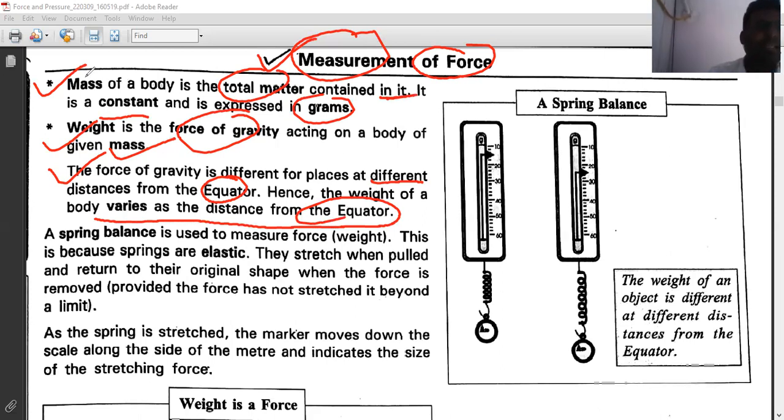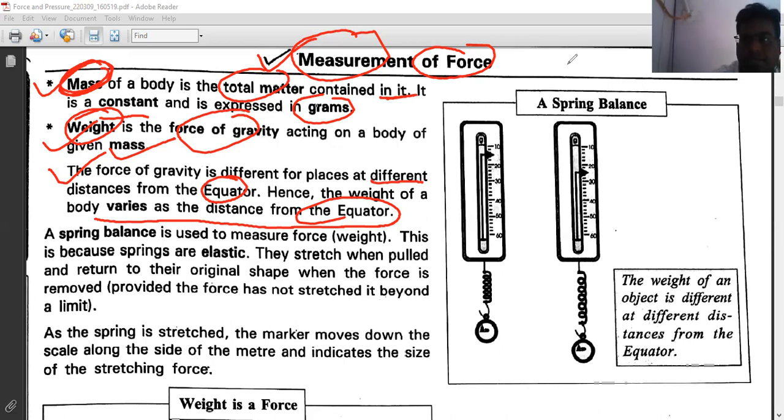So we can say that mass is a scalar quantity, but weight is a vector quantity, because it varies with the distance from the center, due to g varying.